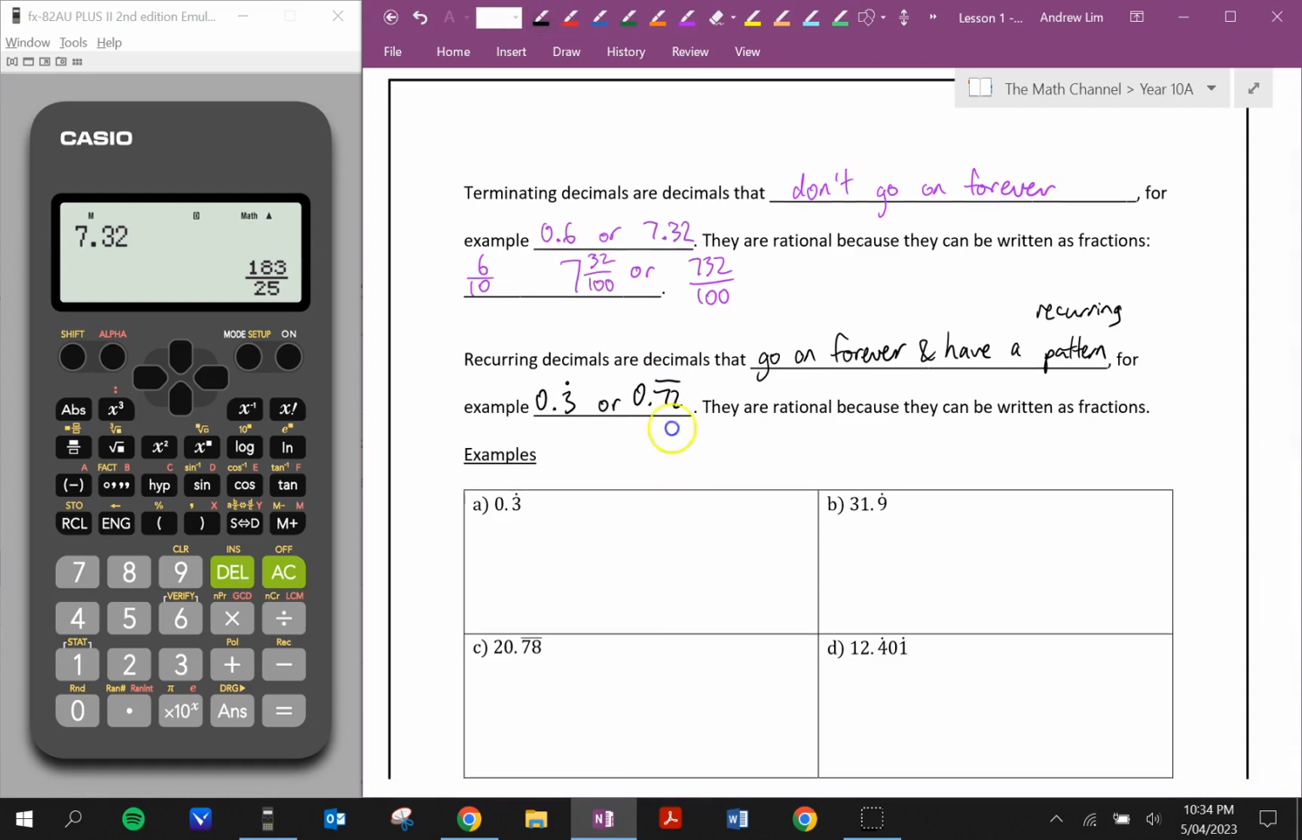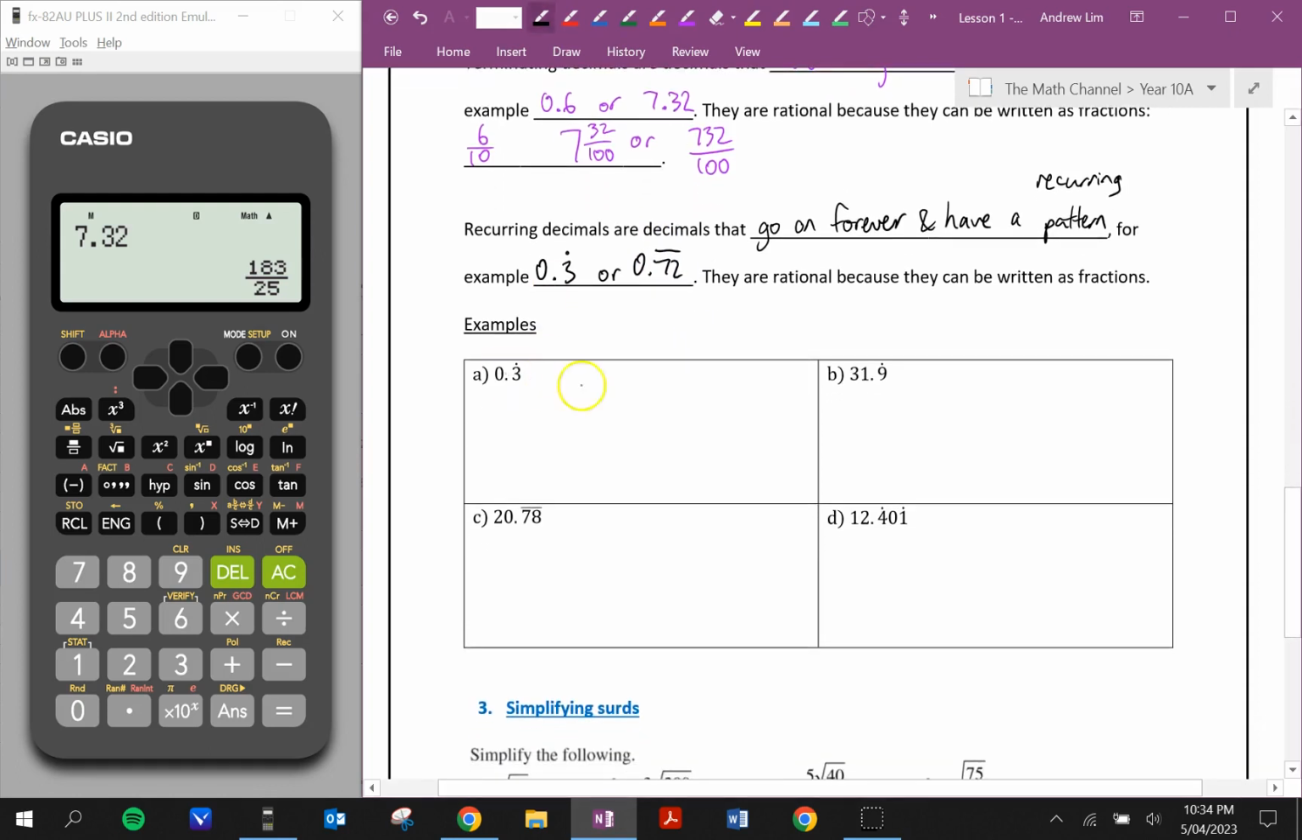So, I've got 4 examples here. We'll have a look at the first one, 0.3. In order to prove that this is rational, that I can write it as a fraction, I'm going to do this algebraically. We've got 0.3 repeater. We're going to let x equal 0.3 repeater, which is technically 0.333 forever.